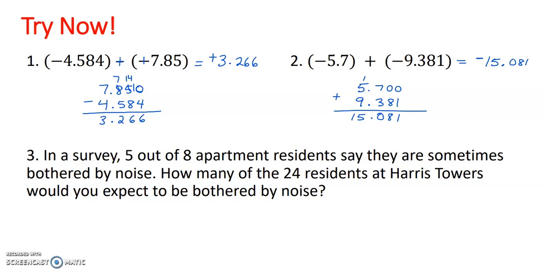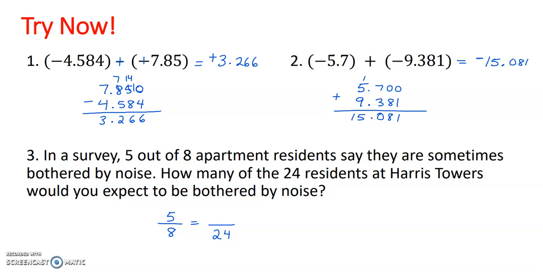For number 3, it's a totally different question. We're back to fractions. In a survey, 5 out of 8 apartment residents say they are sometimes bothered by noise. How many of the 24 residents would you expect to be bothered by noise? So 5 out of every 8 are bothered. So how many would be bothered if we change that to out of 24?